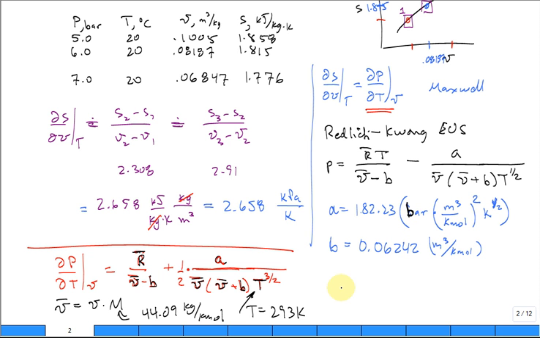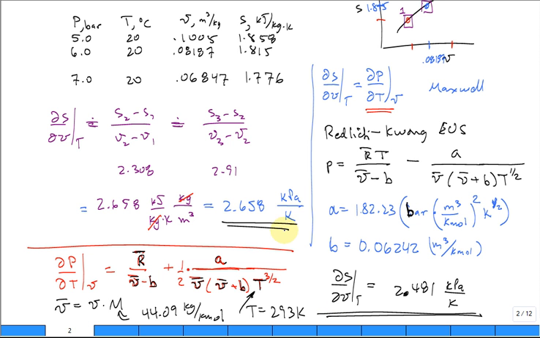and you'll get that this derivative dP/dT at constant V, using the Redlich-Kwong equation of state, is equal to 2.481 kilopascal per Kelvin. So how do they compare? It's about 8% difference. It's 8% lower than the value from the tables.